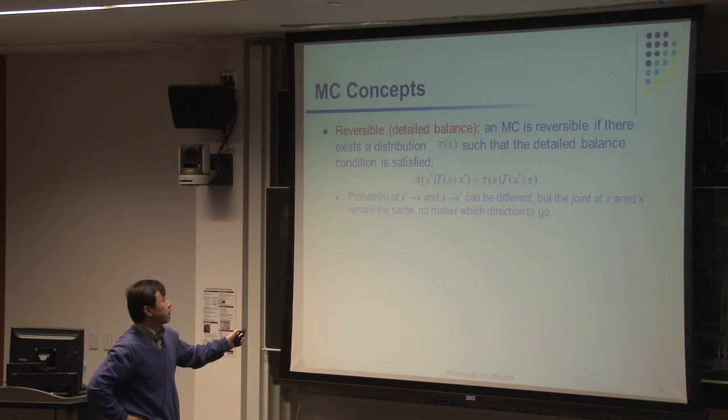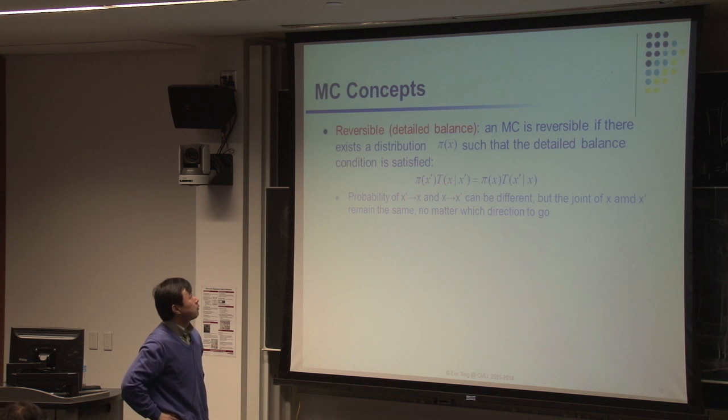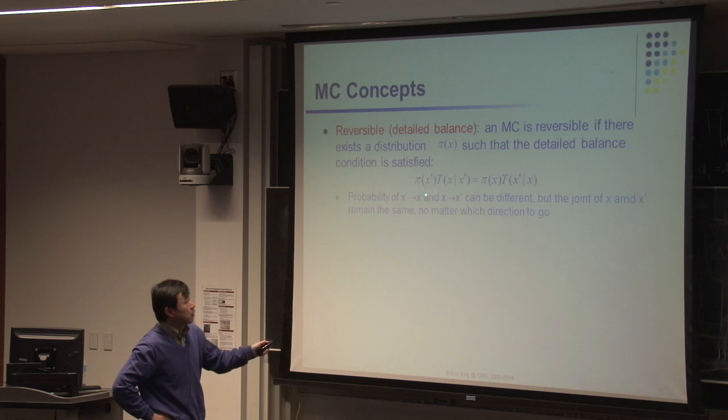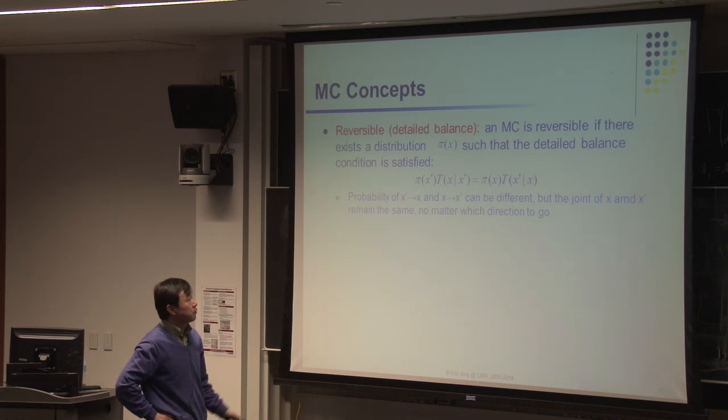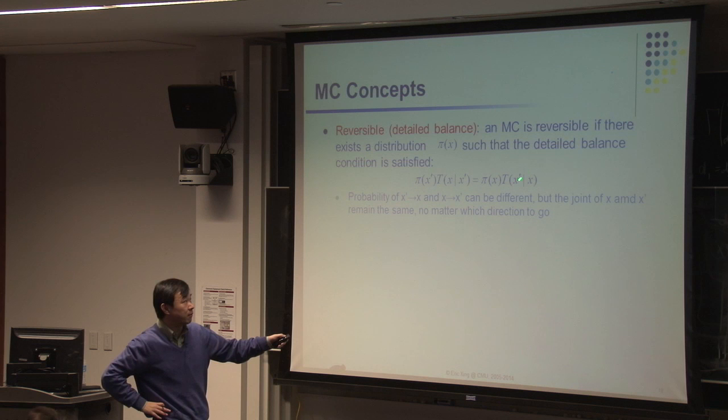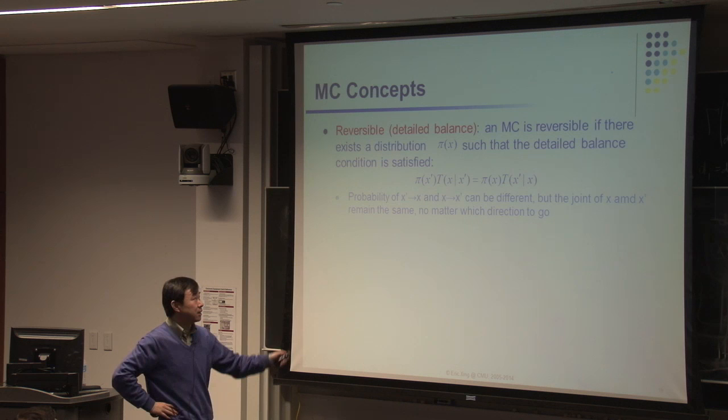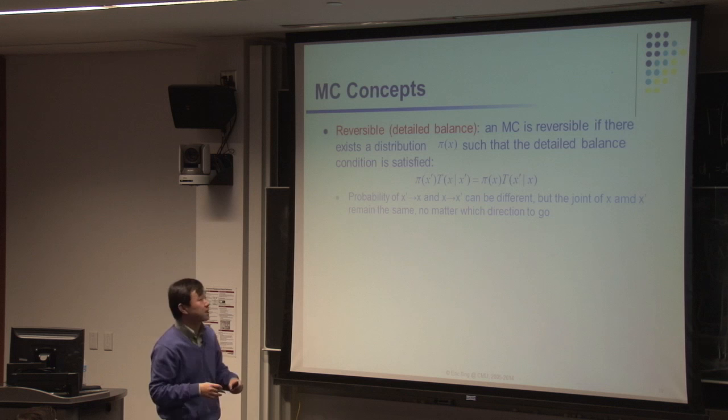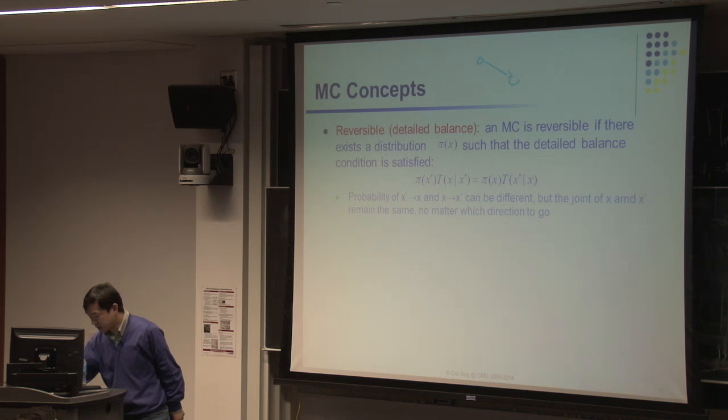Let's introduce one more concept called reversibility. A Markov chain is reversible if there is a distribution pi of x such that, given a transition kernel T from x prime to x, you have this equality. You draw a sample from that distribution and use the transition kernel to move to the other state, and the probability of these two events is the same as if you start from the sample you arrived at and reverse the process. In these two cases, the joint probability is the same. So that basically means that going from here to here and from here to here has the same probability. Okay?